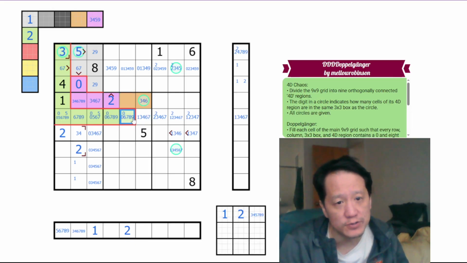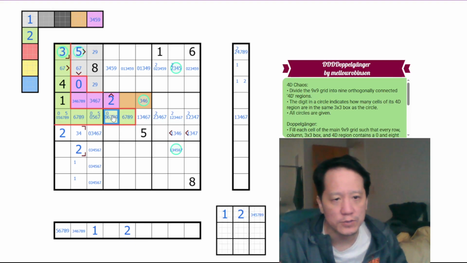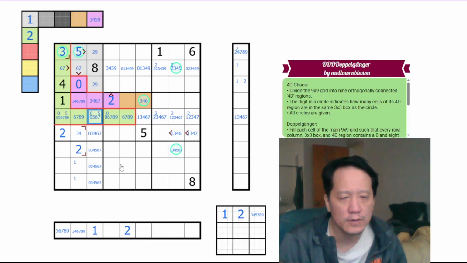You cannot have a 0 here. If this was 0, it'd be missing a 2 in the column and a 2 in the 4D region. So no 0 here. So either this is 0 or one of these two is 0. I'm kind of inclined to say that these would be 0, but I'm not sure. Right?